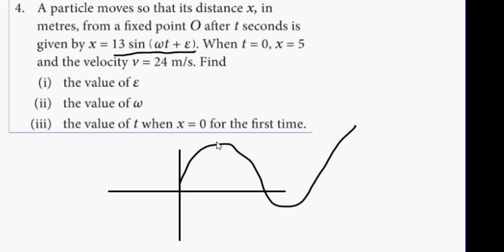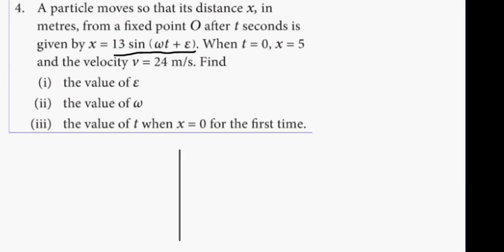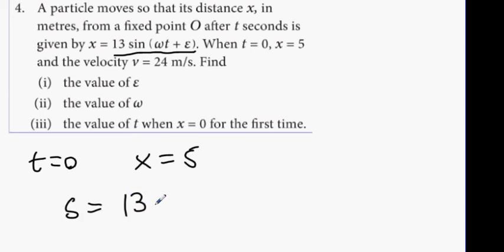Now, what we're going to do next, guys, is use the fact that when t equals 0, x equals 5. So, 5 equals 13 sine(ωt + e). Now, if t is 0, the ωt basically isn't there. So it's just sine e, and sine e ends up to be 5 over 13.